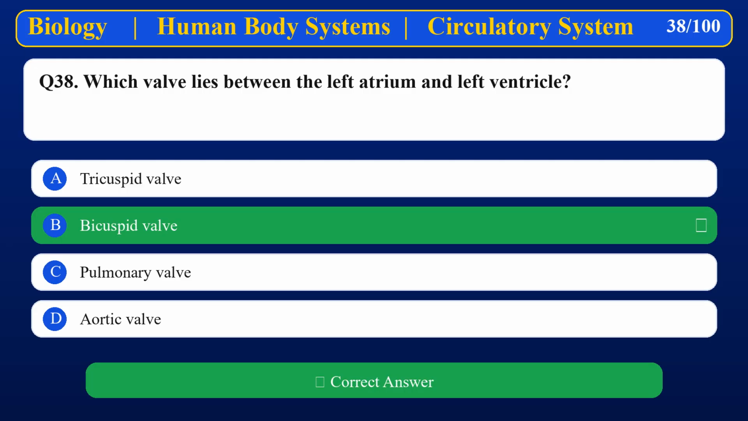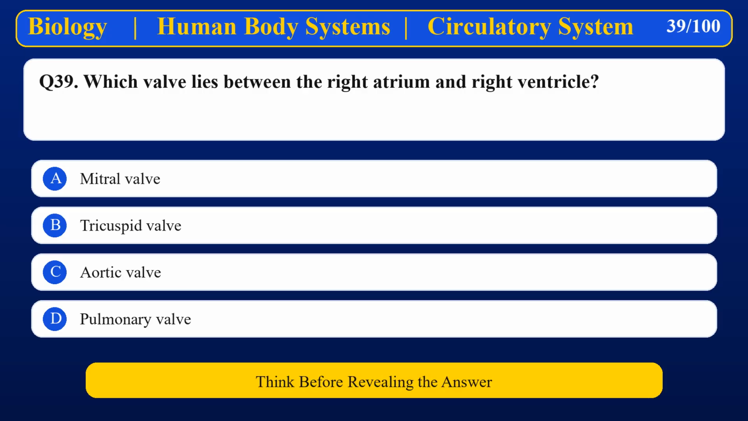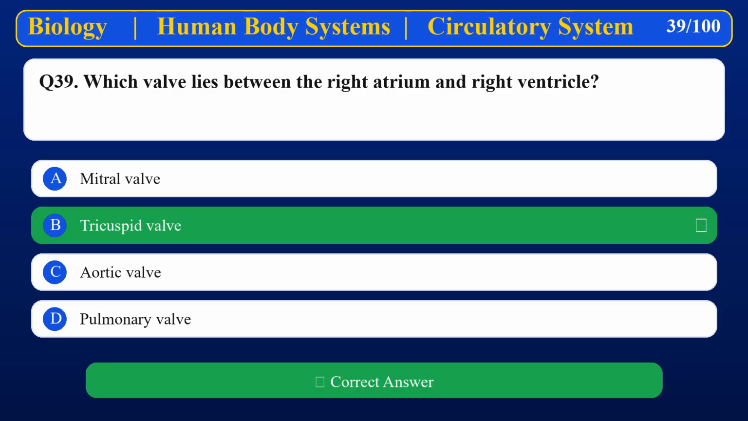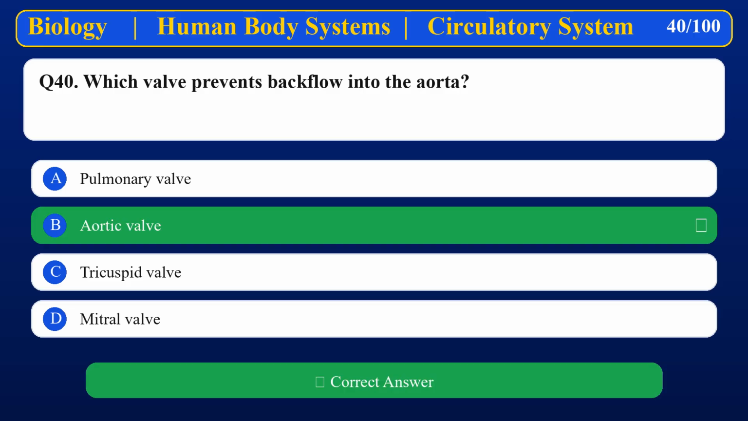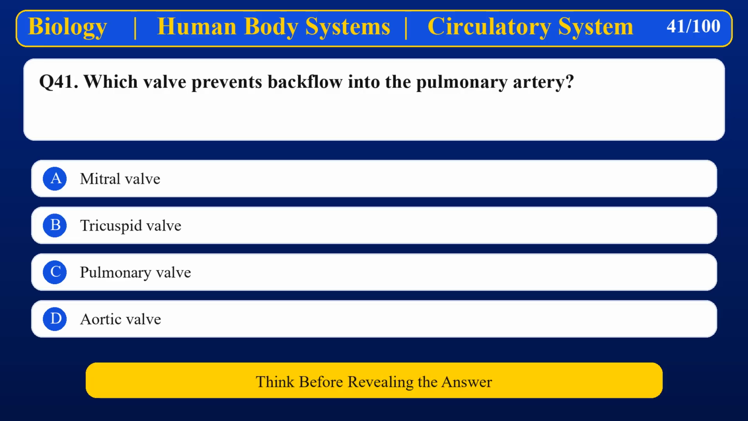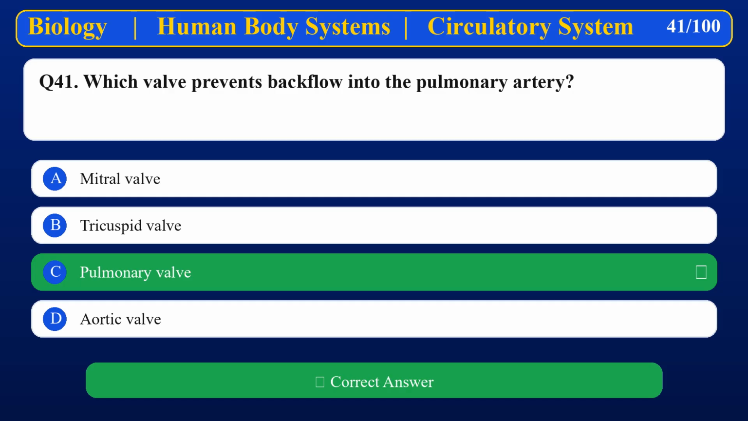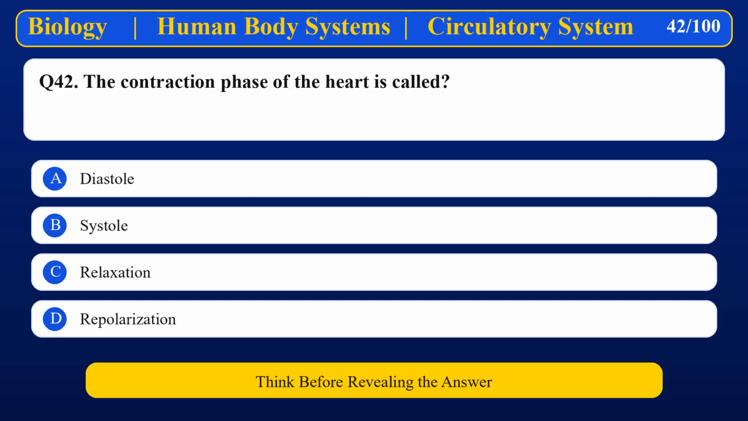Bicuspid valve. Which valve lies between the right atrium and right ventricle? Tricuspid valve. Which valve prevents backflow into the aorta? Aortic valve. Which valve prevents backflow into the pulmonary artery? Pulmonary valve. The contraction phase of the heart is called?